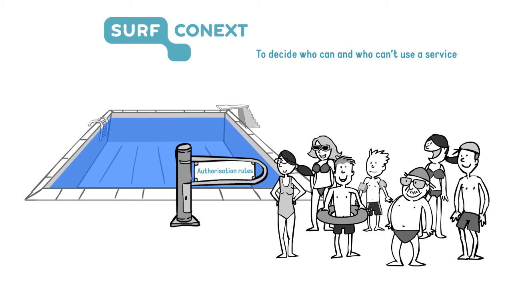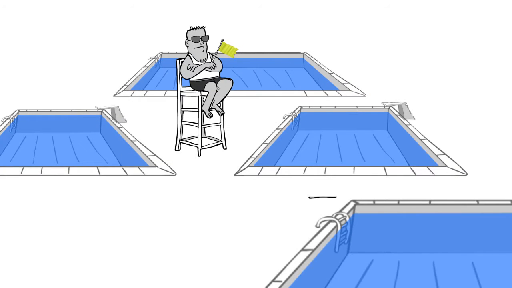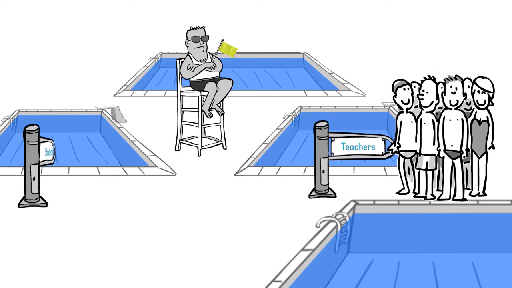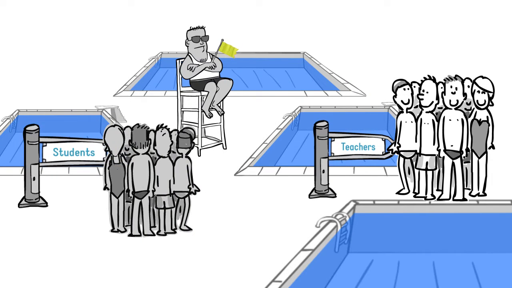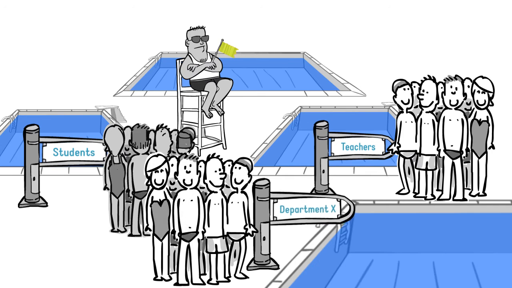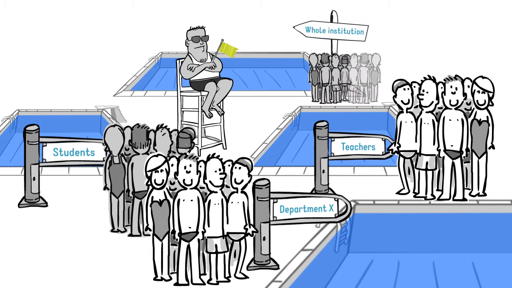Quick and easy rules that let you decide who gets access to your services and who doesn't. Is a specific service only meant for teachers or only for students? Your institution decides. Are certain services only allowed for people from a certain faculty or department? No problem. You decide which teams and user groups you give access to.